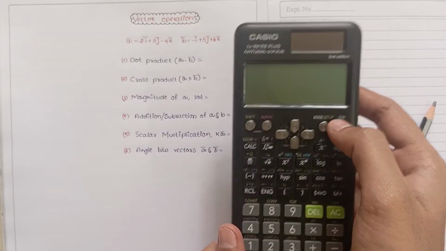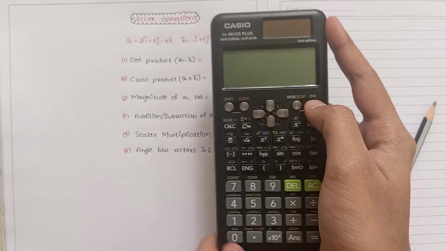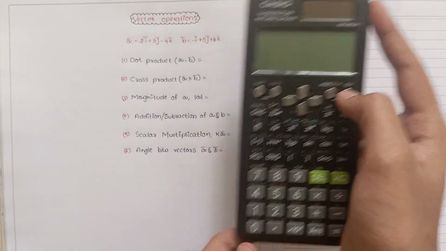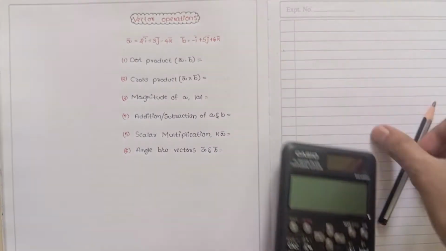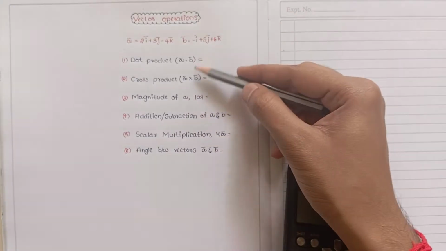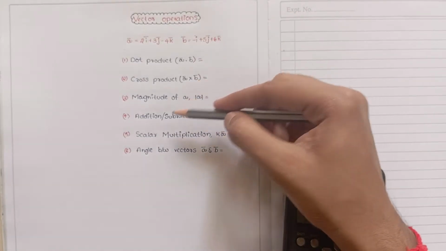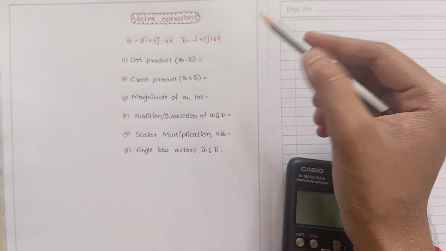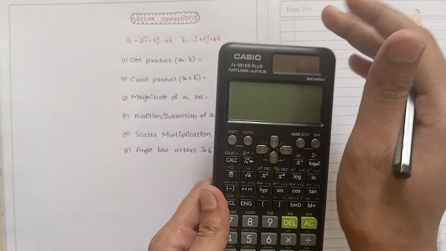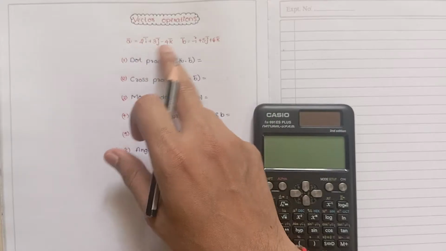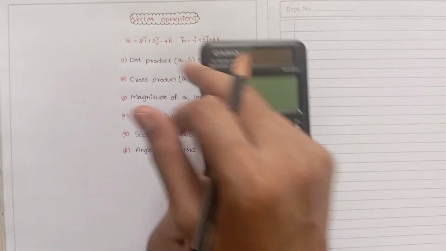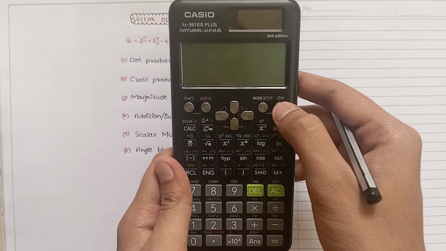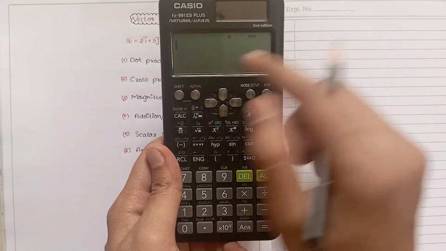In this video, we will perform vector operations in a scientific calculator. We will perform all these operations: dot product, cross product, magnitude of a vector, addition, subtraction, scalar multiplication, and angle between two vectors. So what we have to do? We have to first give these two vectors as inputs to this calculator. Okay, on the calculator now.